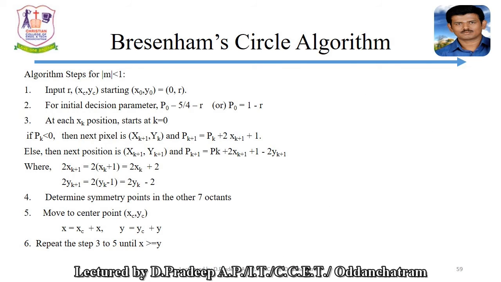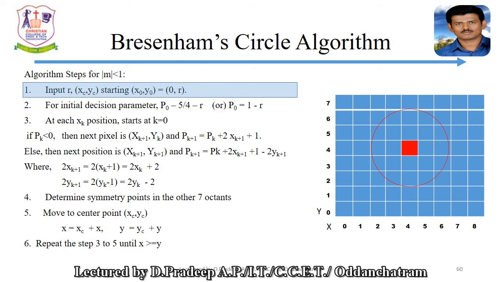This is Bresenham's circle algorithm. So the first step: the inputs are the radius r and the center point xc comma yc. The starting point x0 and y0 equals 0 comma r. Usually the circle's center point is not the origin, so we have to shift it to the origin. After computing the boundaries, we can translate back to the actual center point.